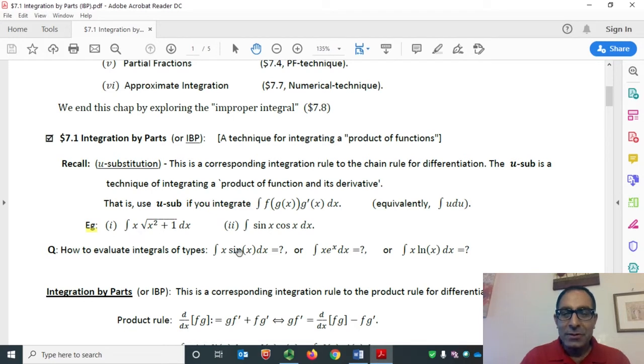Great. Similarly, in the second example, we can substitute u equals sine x, then its derivative turns out to be cosine x dx equals du. So the cosine x dx is here, and you can easily replace it by du. Or we can substitute u equals cosine x, then its derivative turns out to be du equals negative sine x dx. And sine x dx is here, we can easily replace it by negative du. Great.